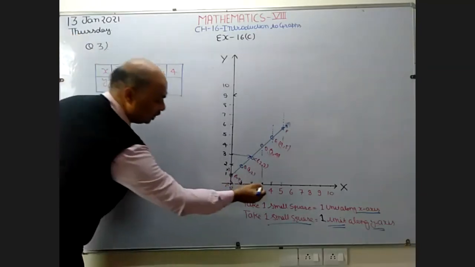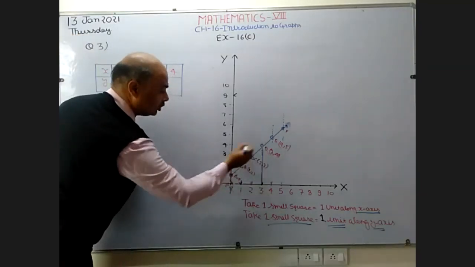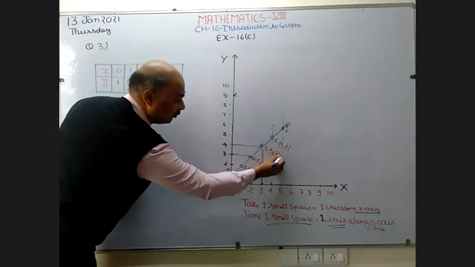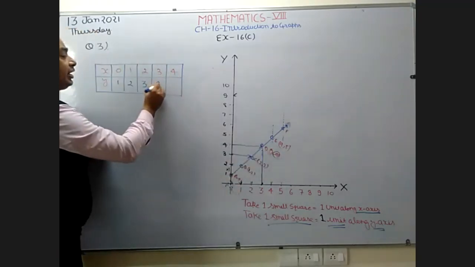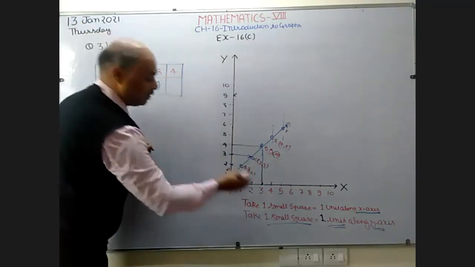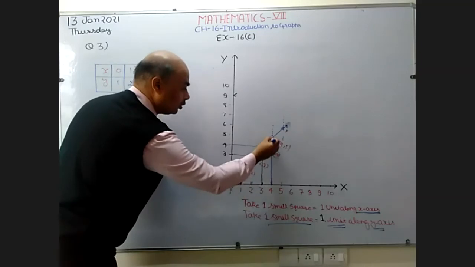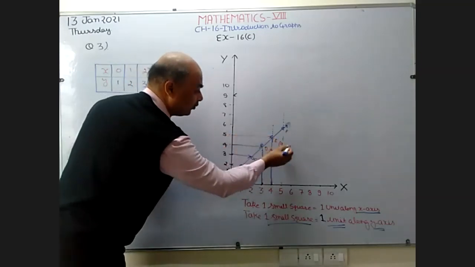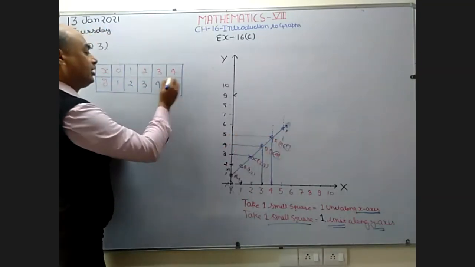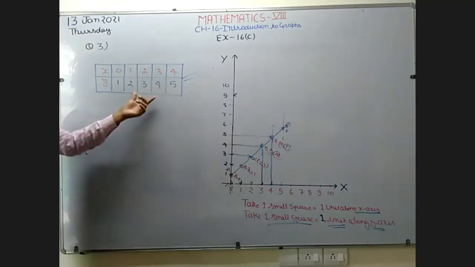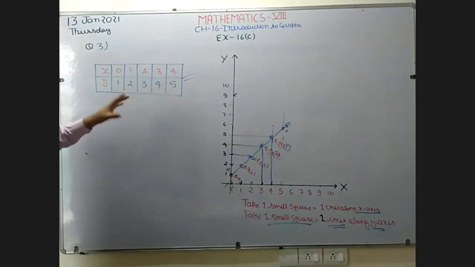Similarly, when x is 3, the value of y becomes 4. So you have to write 4 here. Similarly, when the x value is 4, the value of y becomes 5. So it means you have to write 5 here. In this way, you have to complete this table with the help of the graph.